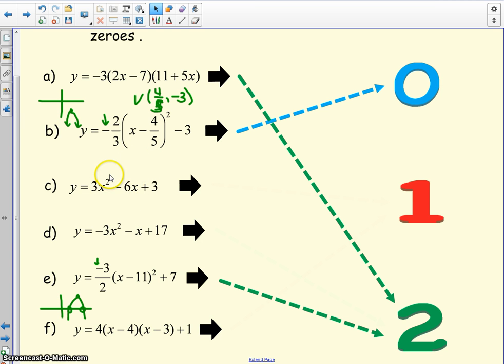Now let's look at the standard form ones. Again, for standard form, you want to take a look at the discriminant. For each of these, you're going to want to calculate b squared minus 4ac.